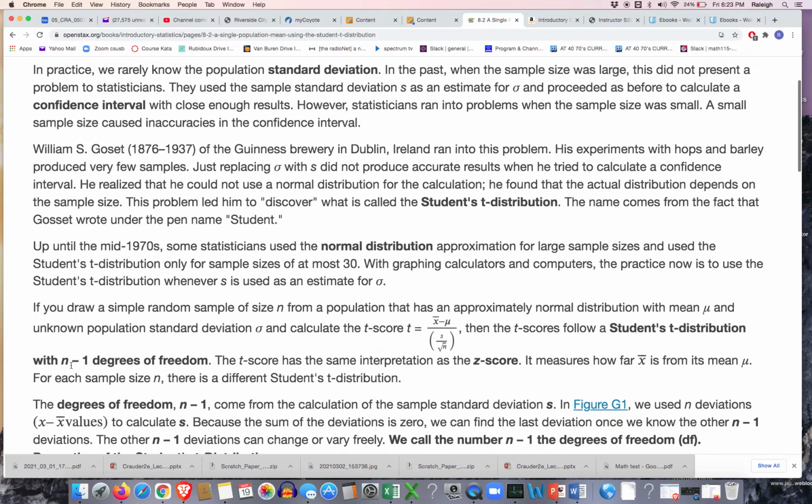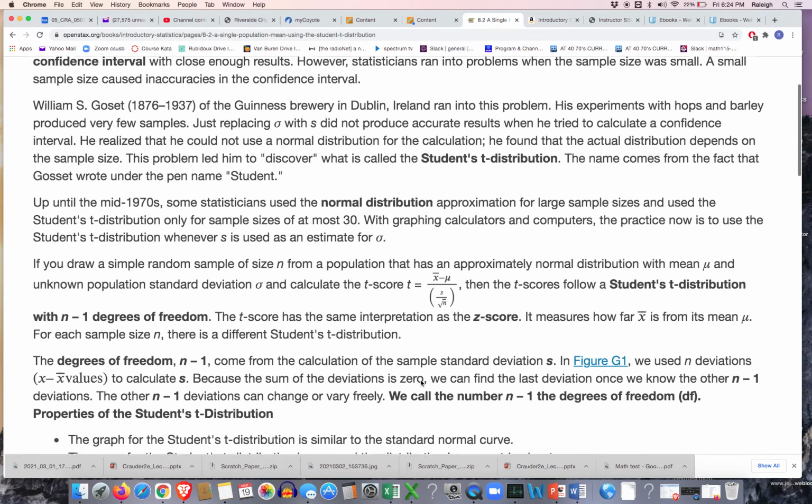There's n minus 1 degrees of freedom. Okay, well that's a technical term. We don't need to spend a lot of time on that, but for whatever reason, they've always decided to have our tables in terms of n minus 1. That's just the way it is. Chi-square does the same thing. And it has the same interpretation as the z-score. It measures how far x bar is from its mean. And for each sample size n, there's a different Student t distribution, as we tried to show you earlier.